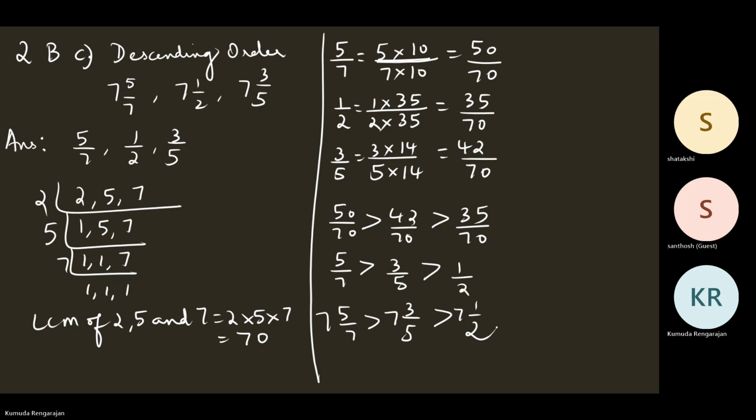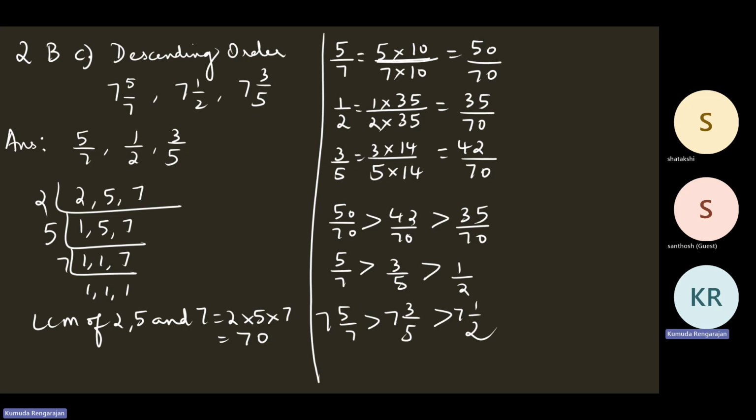Since the whole number parts are the same, you can just ignore them and take the proper fractions in all the three. 5 by 7, because the whole number parts are the same. So 7, 7, 7. So take only the proper fractions, 5 by 7, 1 by 2, and 3 by 5. So as always, find the LCM of the denominators and write all the three fractions with the denominator as the LCM.